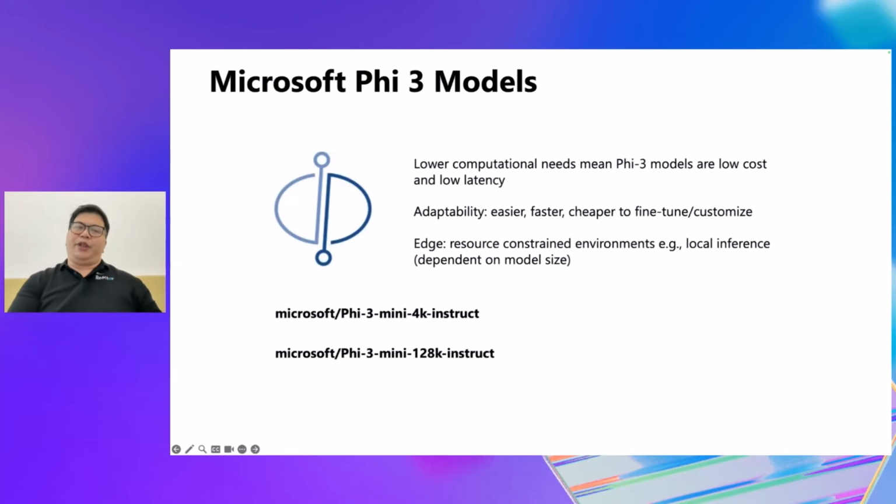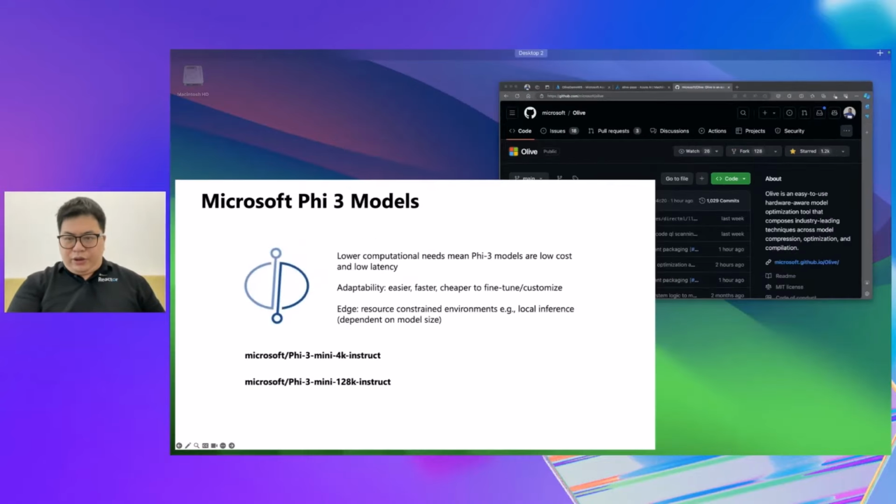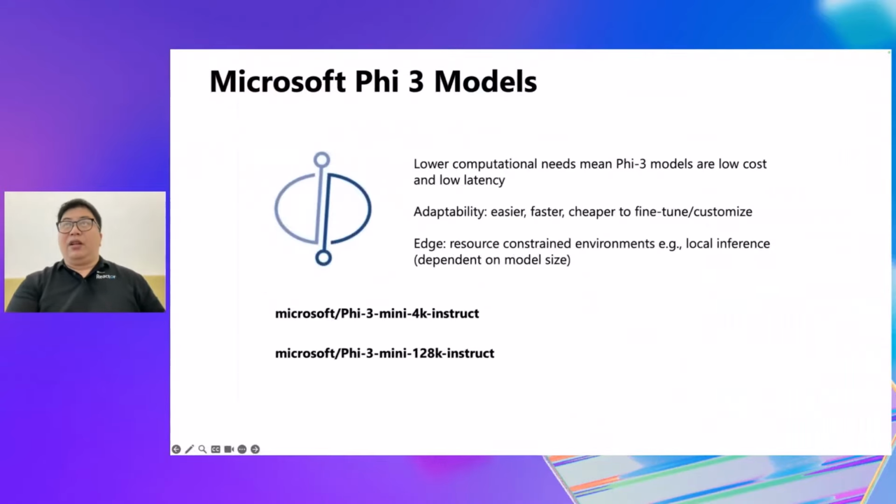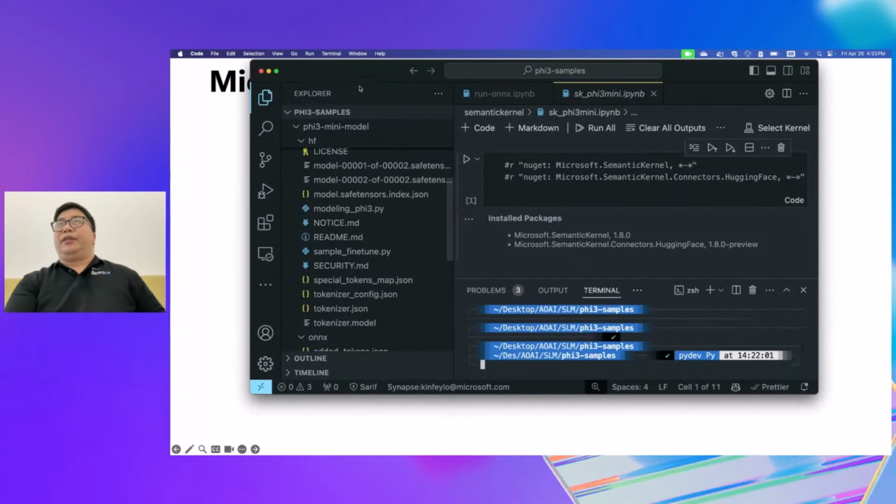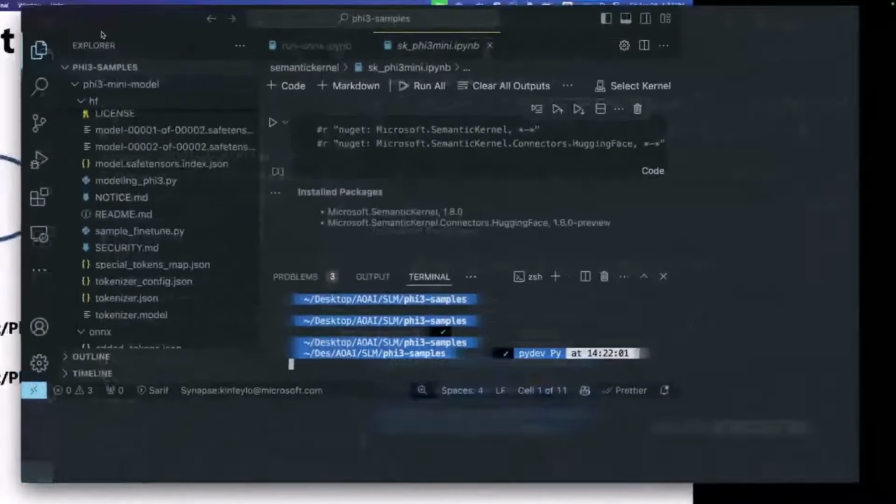You can fine-tune or customize the Phi-3 model very easily. Of course, if you use edge devices, maybe you can run local inference with the model. I tried some testing on a Jetson Orin device, and it can run Phi-3 models very easily. Let us see some demos of how to call the Phi-3 model. This is Visual Studio Code.